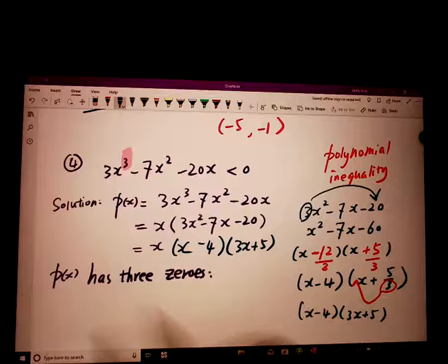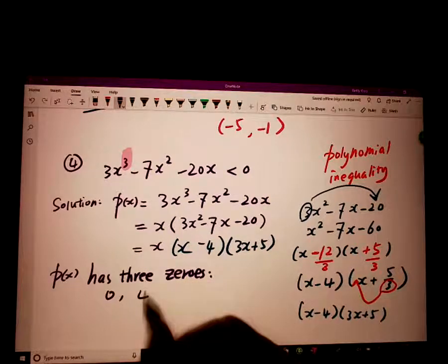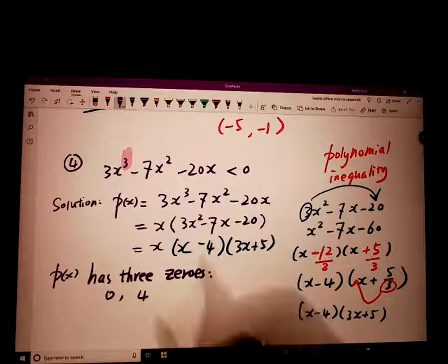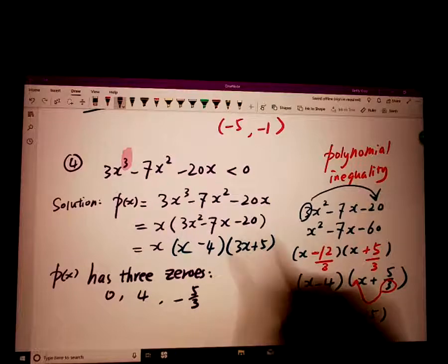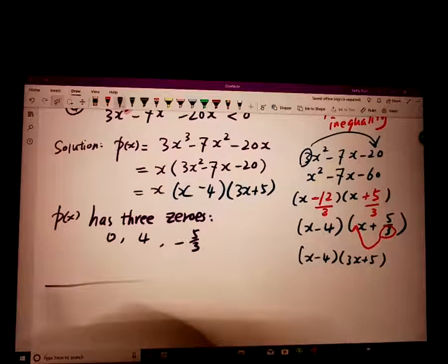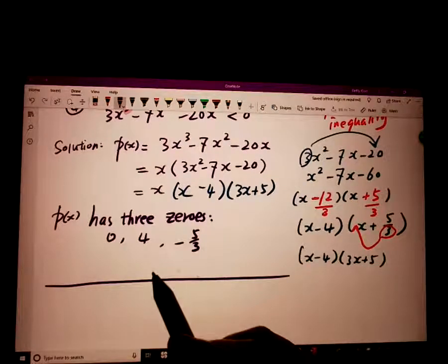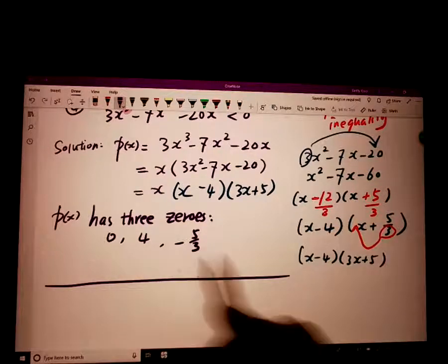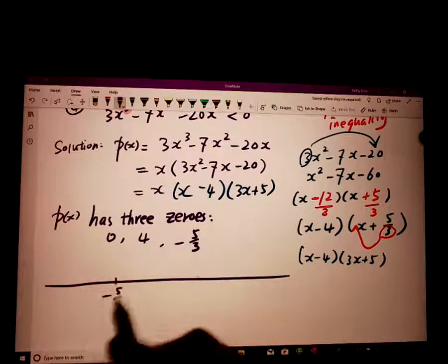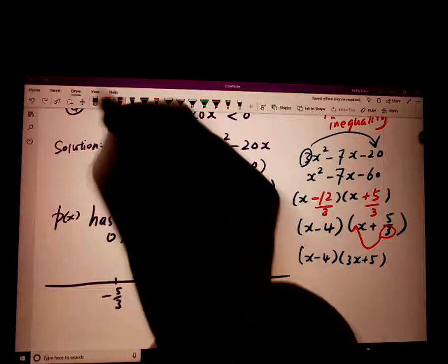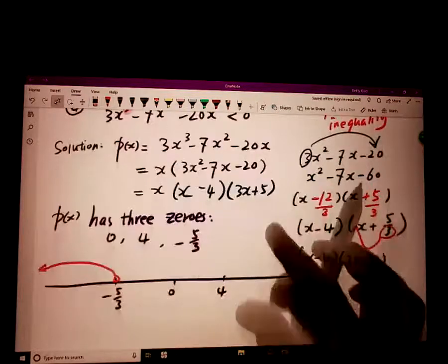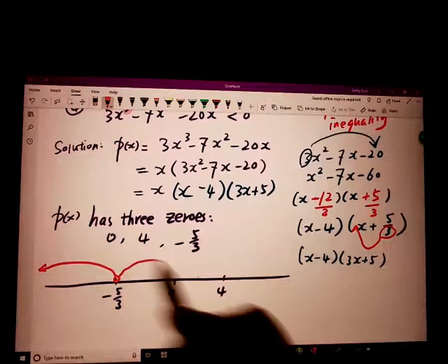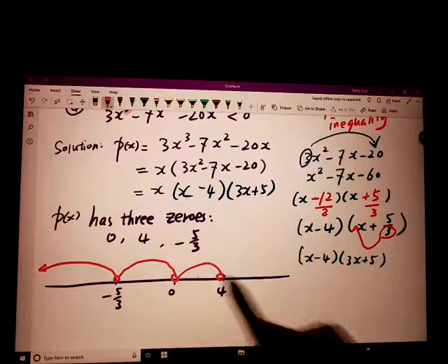The 3 zeros are 0, 4, since 4 would make the second parenthesis be 0, right? And negative 5 over 3, which would make the third factor be 0. And those 3 zeros divide the whole real number line into how many parts? 4 parts. So be careful with their order. Negative 5 over 3 is here, 0 is here, 4 is here. So the 4 parts: first part, negative infinity to negative 5 over 3, open. Second part, negative 5 over 3 to 0, then 0 to 4, and 4 to positive infinity.